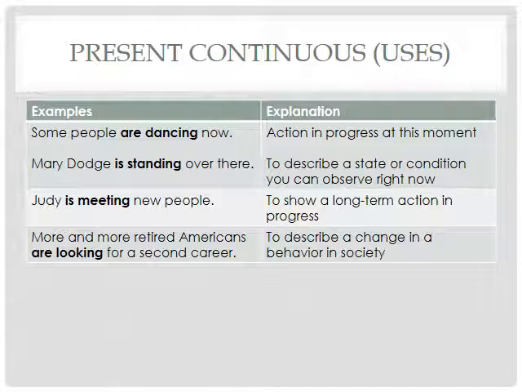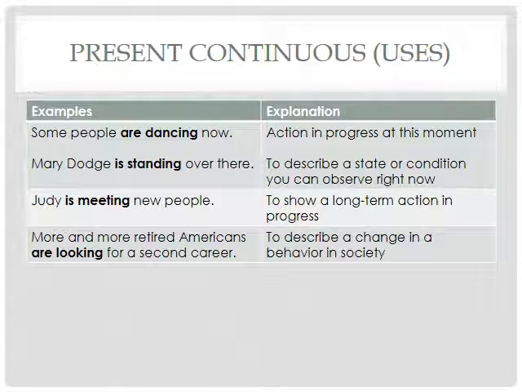So Judy is meeting new people. That's not something that's just going to happen today, but it's going to happen repeatedly over a long period of time. So that's what we mean by long-term in progress. Now the last meaning is something that most folks are unfamiliar with. Most ESL students are unfamiliar with. And this is using the continuous tense to describe a change in behavior in society.